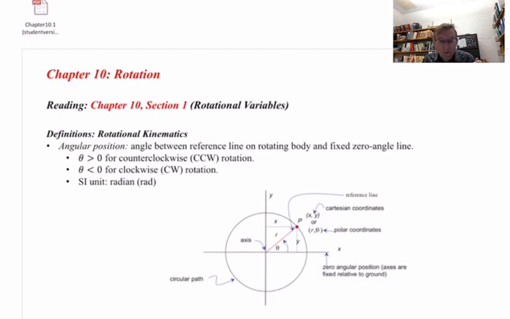Now, what I mean by rotation, to be specific in this chapter, chapter 10, is a rigid body. The name rigid means that we're not going to be able to deform it. Its overall shape isn't changing. And it's rotating about what's called an axis of rotation. And that axis of rotation itself is not going to move.